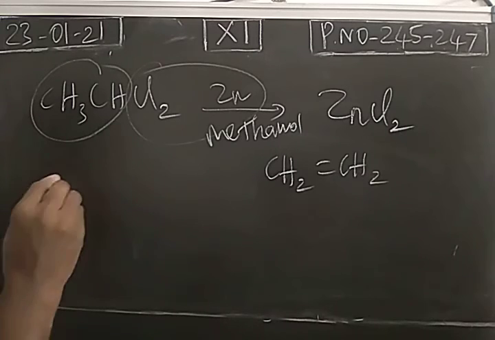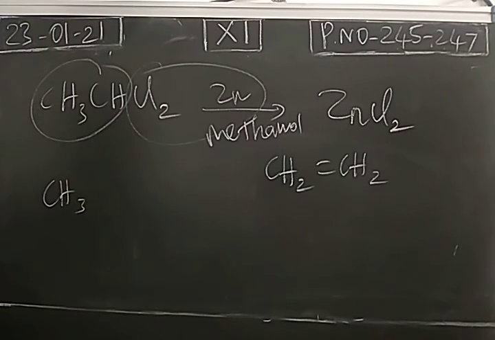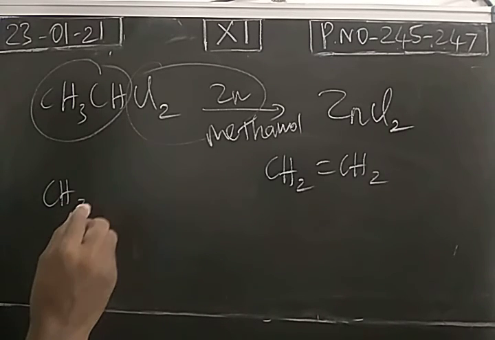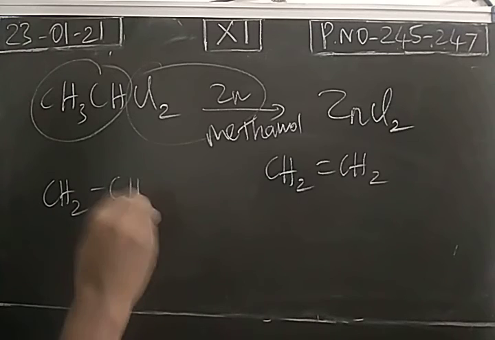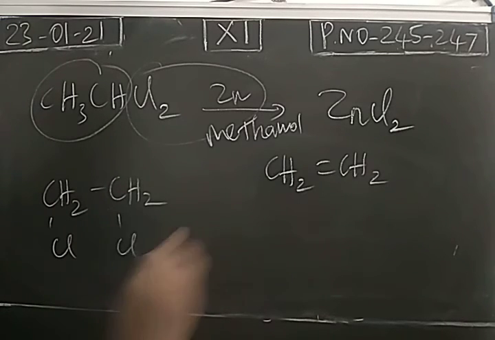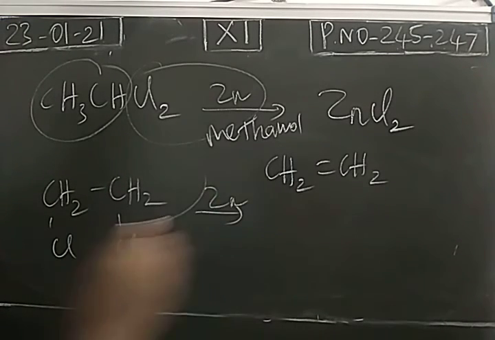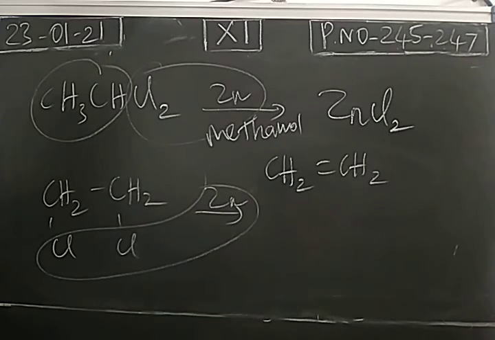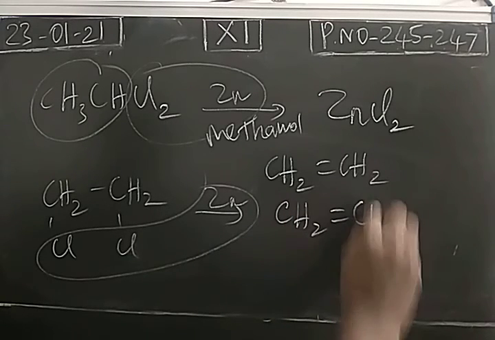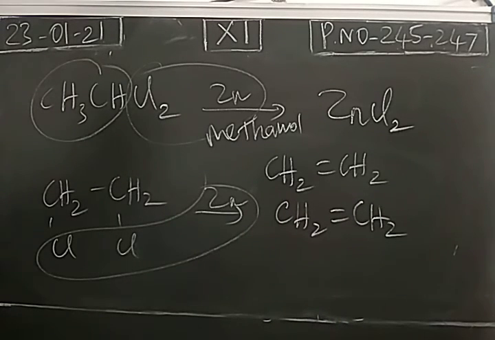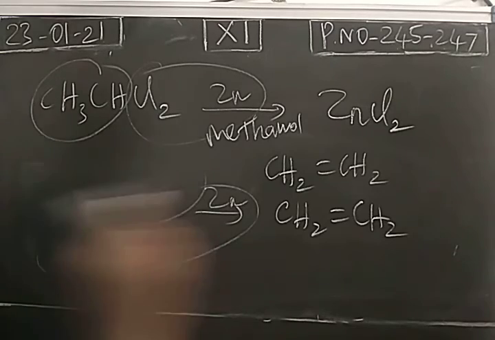The same product will be obtained when we take vicinal dihalide also. Zinc chloride will be liberated. Remaining ethene will be formed. So this is the second chemical property.